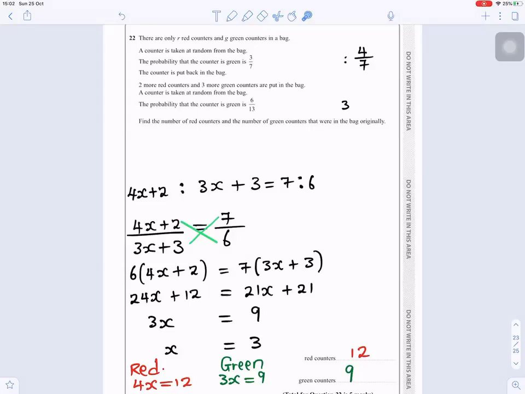And you can work out x to be 3. So if 3x is 9, that gives you green. 3x is 9, which means there are 9 green. And then 4x is 12, which gives you the 12 red. So there are 9 and 12: 9 for green and 12 for red.